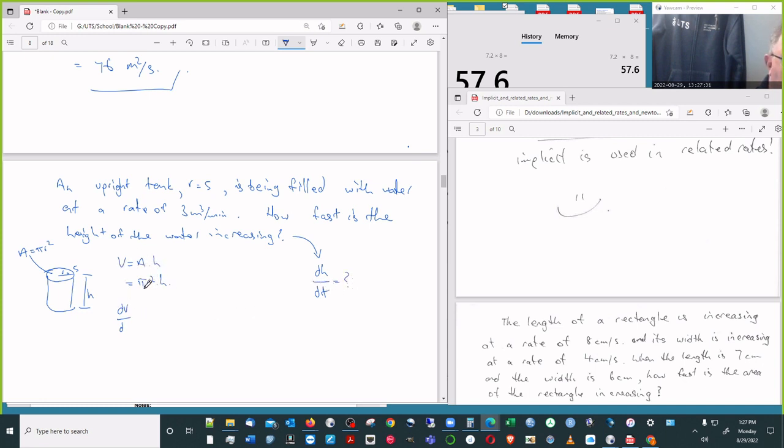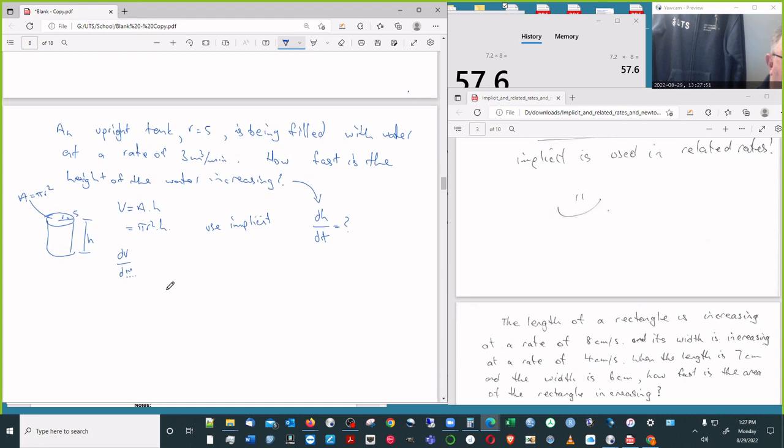There's no t in here anywhere. So what's that, the trigger? That tells us to use implicit differentiation. So to use implicit, what we'll have to do is d/dt, which is what we want, of V equals pi r squared h. Now r is 5, so r squared is equal to 25. We'll just put that aside.